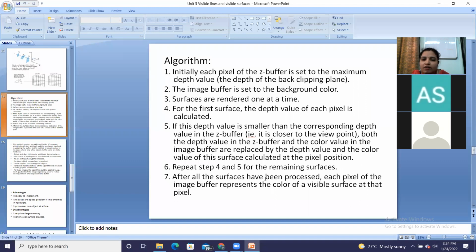Then after all the surfaces have been processed, so after repeating these two steps, each pixel of the frame buffer represents the color of the visible surface at that pixel.